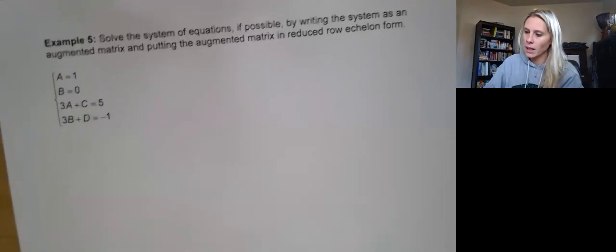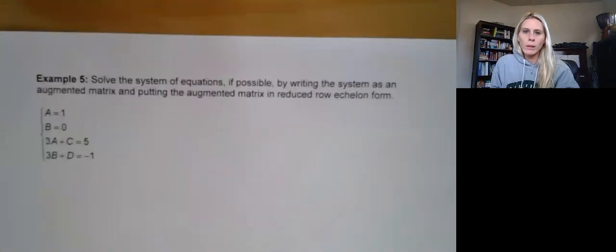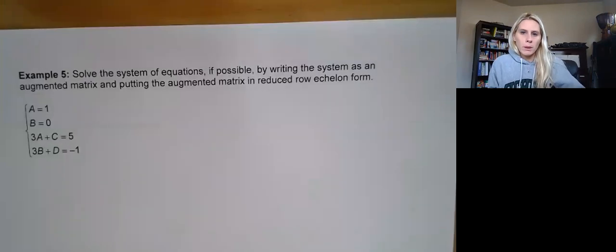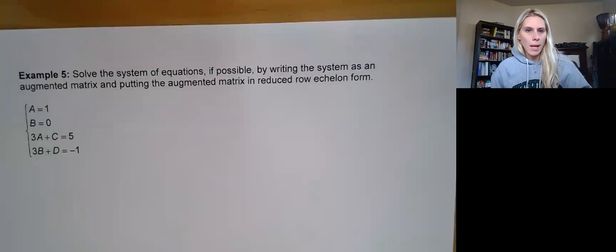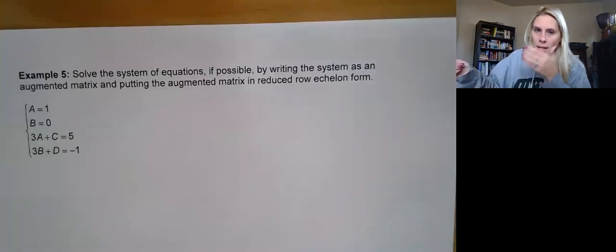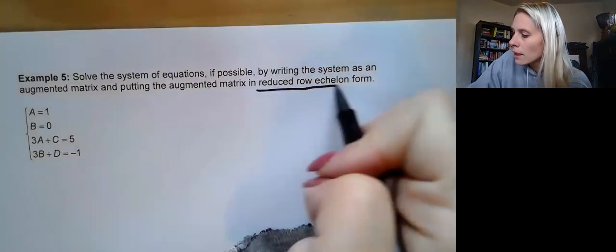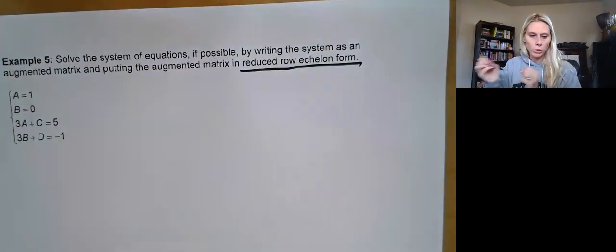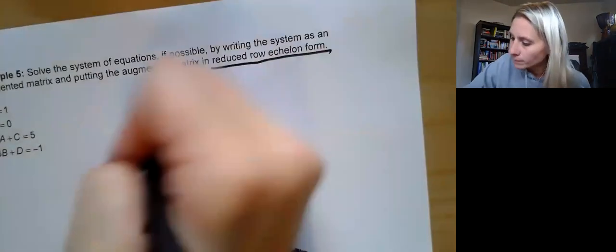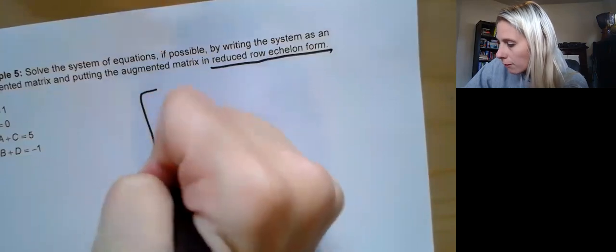Okay? Woo. One more, guys. One more. Okay. Solve the systems of equations, if possible, by writing the system as an augmented matrix and putting the augmented matrix in reduced echelon form. So you have to do both triangles, right? Okay. Of course, we're going to do this in alphabetical order.